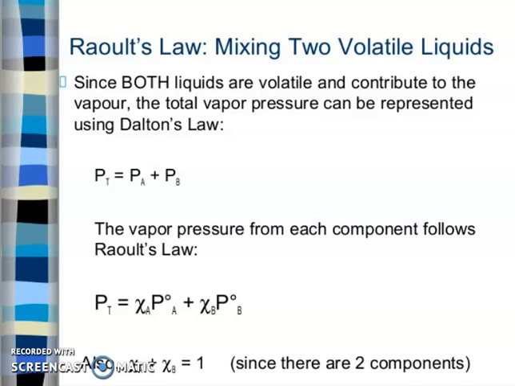Since both liquids are volatile and contribute to the vapor, the total vapor pressure can be represented by using Dalton's law. So Pt is equal to Pa plus Pb. The vapor pressure from each component follows Raoult's law. So the mole fraction of A plus the mole fraction of B is equal to 1.